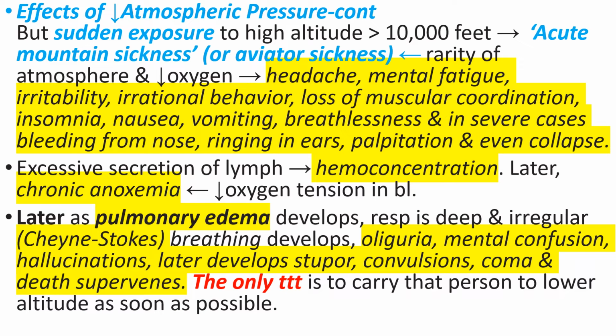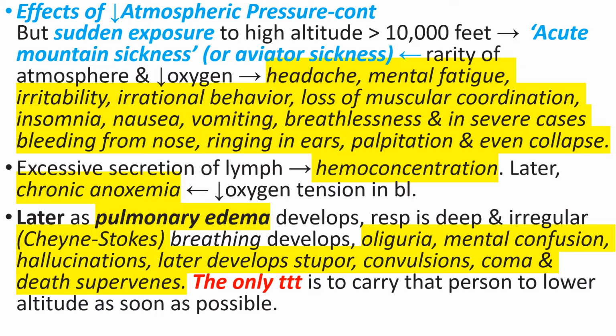Effects of decreased atmospheric pressure. Continued sudden exposure to high altitude, around 10,000 feet, will lead to acute mountain sickness or aviator sickness, due to rarity of atmosphere and oxygen. This will lead to headache, mental fatigue, irritability, irrational behavior, loss of muscular coordination, insomnia, nausea, vomiting, breathlessness, and in severe cases, bleeding from the nose, ringing in the ears, palpitation, and even collapse.